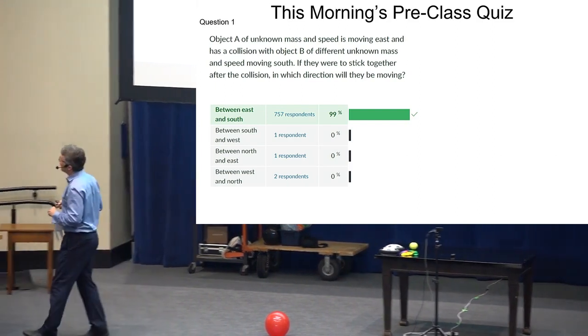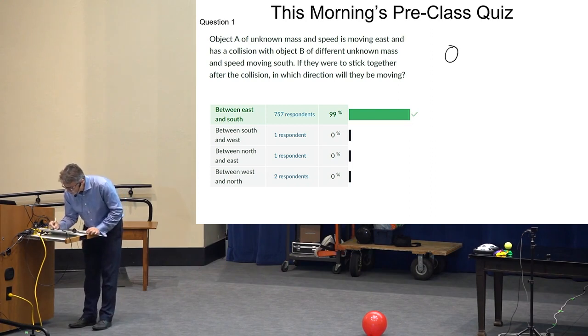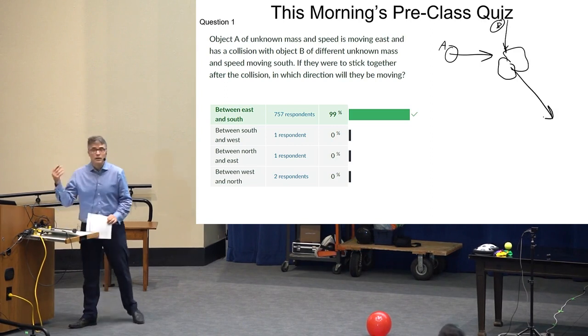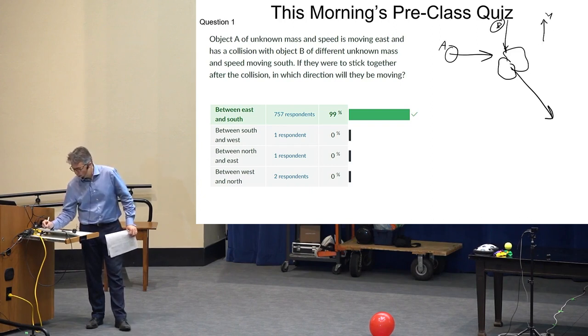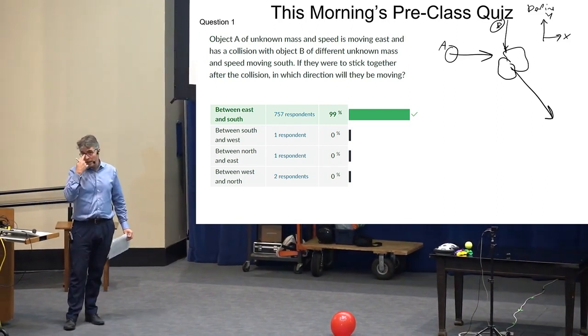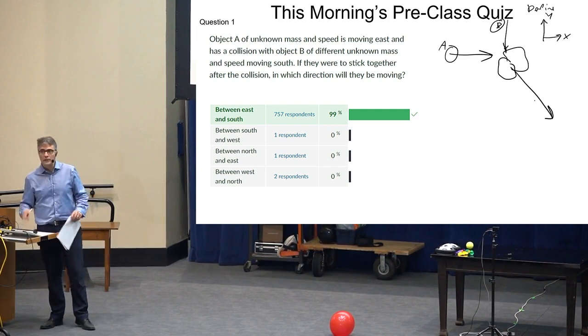This morning, an object A of unknown mass is moving to the east. We're going to do an example of that. This is A, and then B is moving south, like that. And when they collide, if they stick together, which often happens, then they're going this way. If you were to define y and x like that, then there's a negative y component of the momentum coming from B. That's going to be conserved in a collision. And there's a positive x component of the momentum coming from A. And so the final momentum will be somewhere on that diagonal.